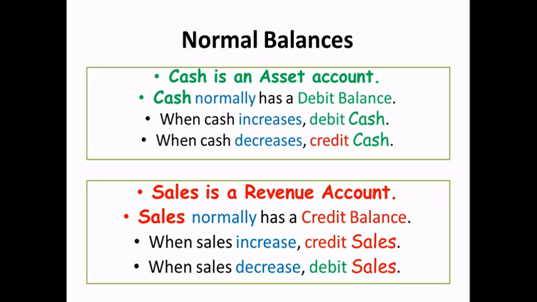Sales is a revenue account, so it normally has a credit balance. When sales increase, the accountants credit the sales account. And if the sales account needs to be decreased, the account is debited.